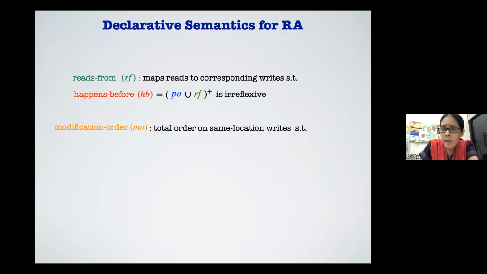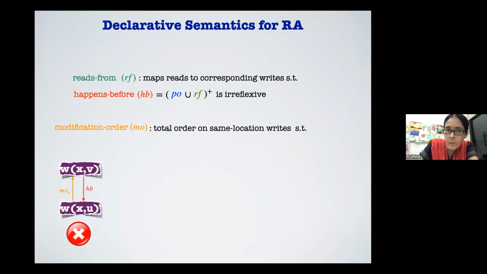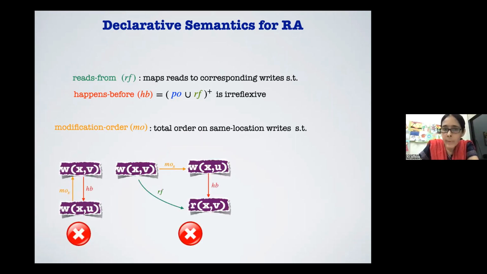Okay, this is one. And you should also be able to find a modification order, which is a total order on same-location writes, same-variable writes, so that you have the following three conditions. Your modification order should not contradict the happens-before. The second one says that you cannot read overwritten writes. If you think of message passing, we were not able to read x equal to 0 because it was overwritten by x equal to 1. This is why you did not get that strange behavior under message passing.